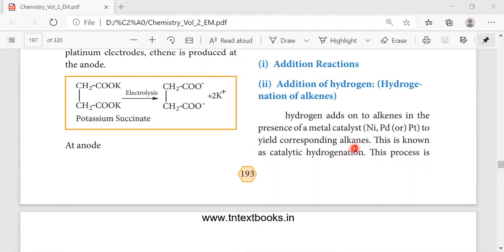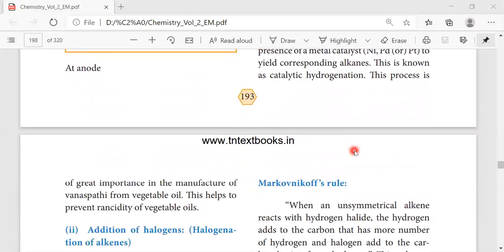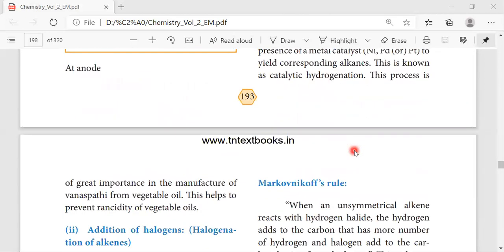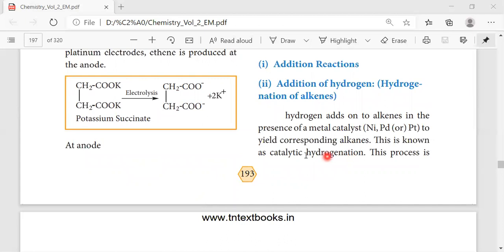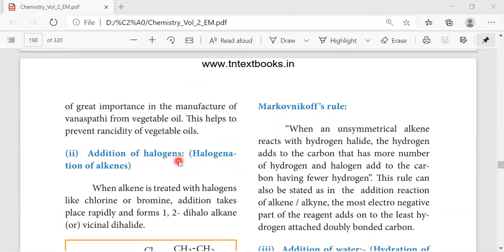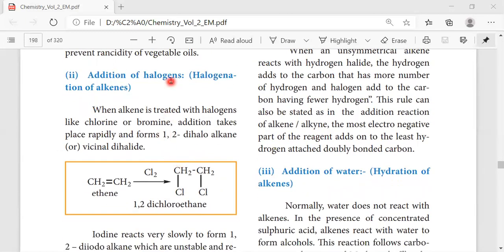So oil, what they do is, it is treated with catalytic hydrogenation so that it gets converted to a fat, that is simply vanaspati. Okay. See, and also this leads to the prevention of rancidity, right? See here, this is one property of this alkene, and also addition of a halogen.